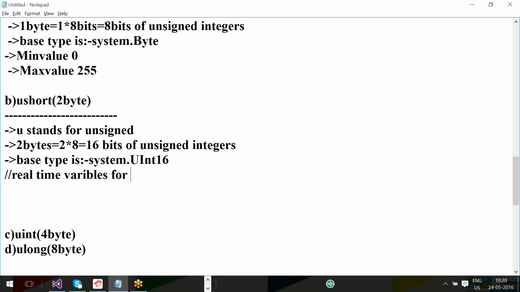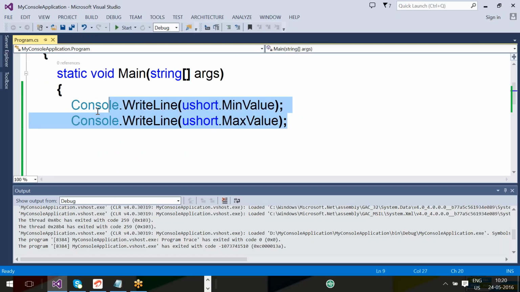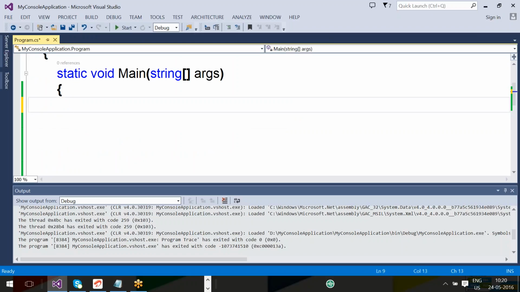Okay guys, now you tell me the real time variables for U short. Real time variables for U short. Come on, I'll ask one person. Don't all respond together. Now real time. Renuka, come on, you respond. Next, Sammy, respond.